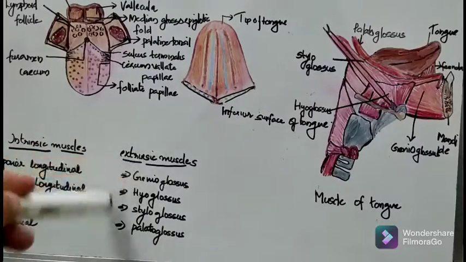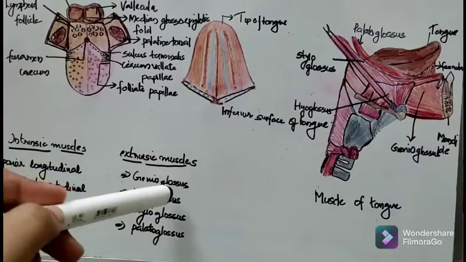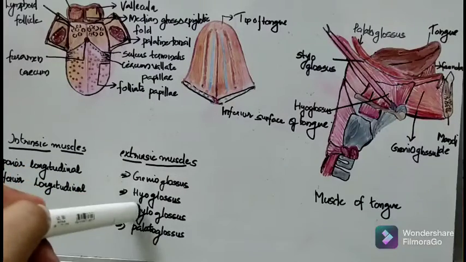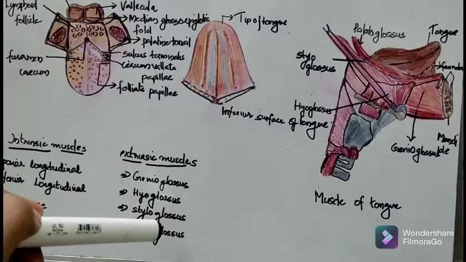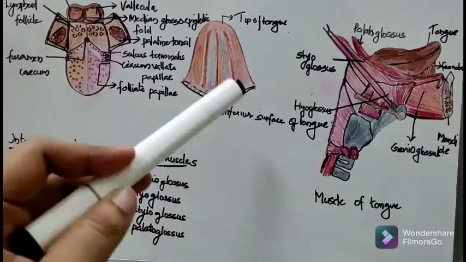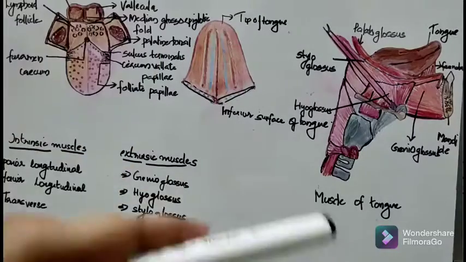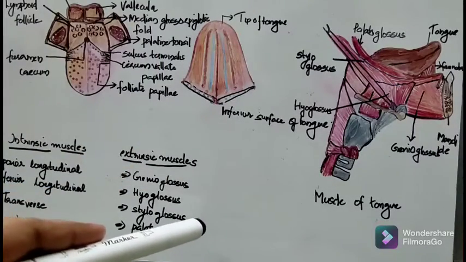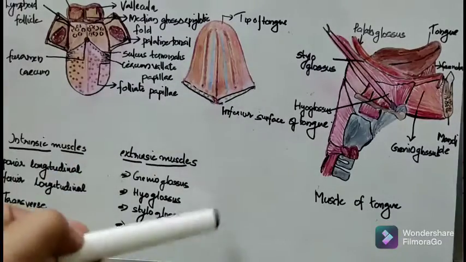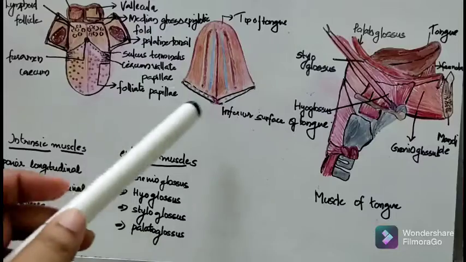Now we will discuss the function of extrinsic muscles. First is the genioglossus. It helps in protruding the tongue. Hyoglossus, depressing the tongue. Styloglossus retracts the tongue, and palatoglossus elevates the tongue. So genioglossus helps in protruding, hyoglossus helps in depressing, styloglossus helps in retracting, and palatoglossus helps in elevating. So these are the functions of the extrinsic muscles.